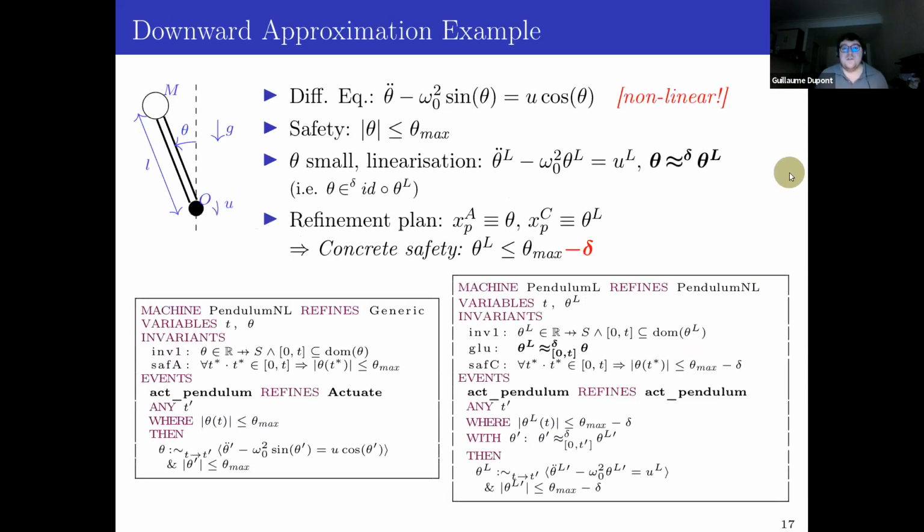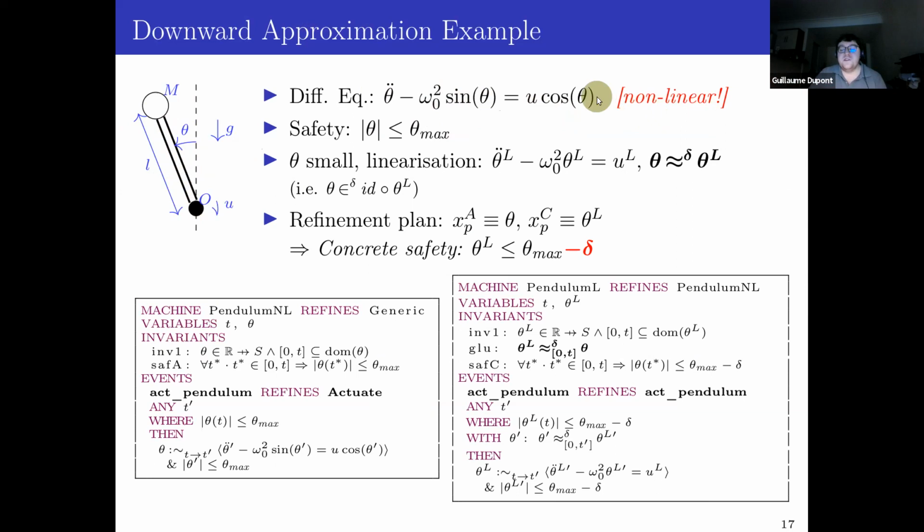First, downward approximation. Downward approximation is probably the most intuitive one. A very famous case study is that of the inverted pendulum. You have a mass which is tied to a rod that is tied to some kind of motor, and you want to balance it around the vertical axis. And if you take the differential equation for theta, you have those sin theta and cos theta, which are non-linearities.